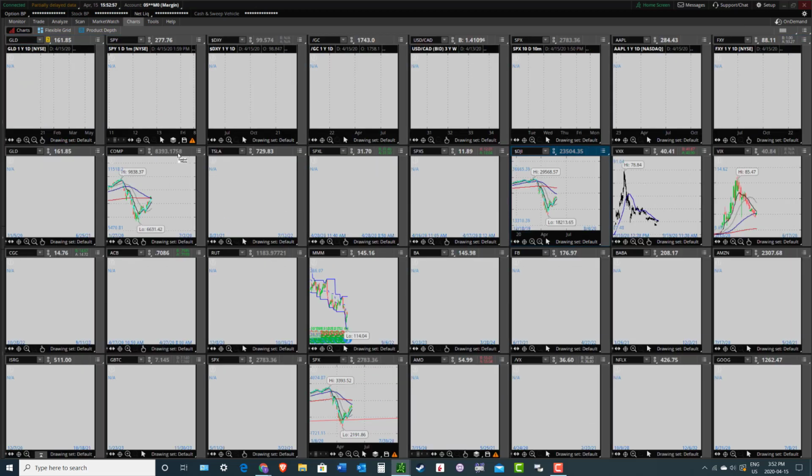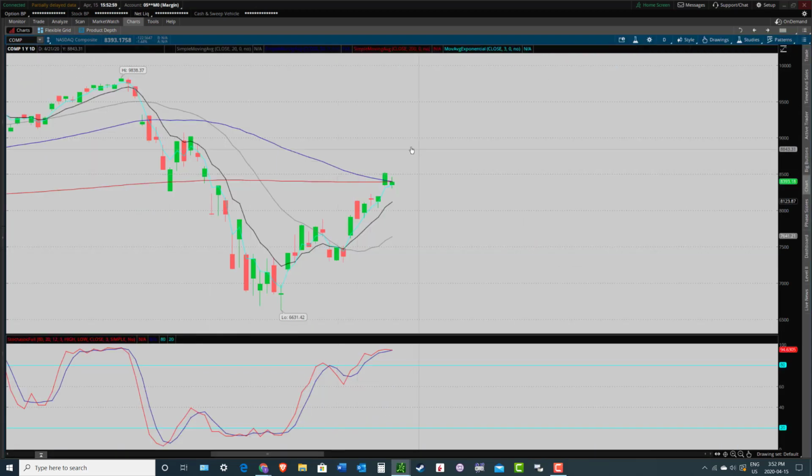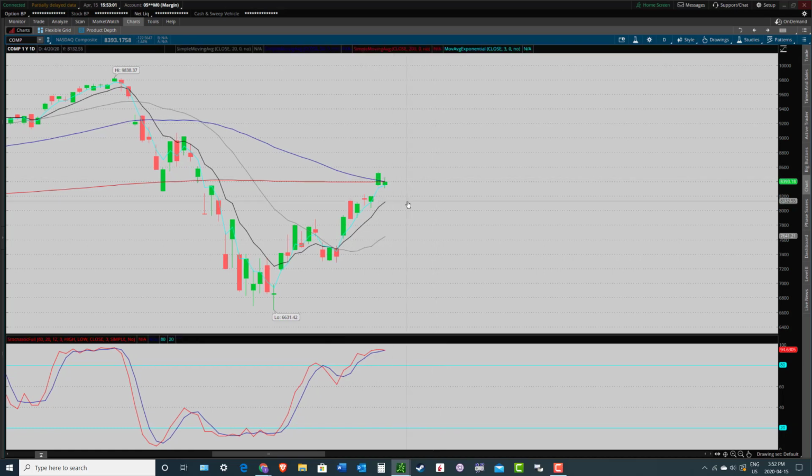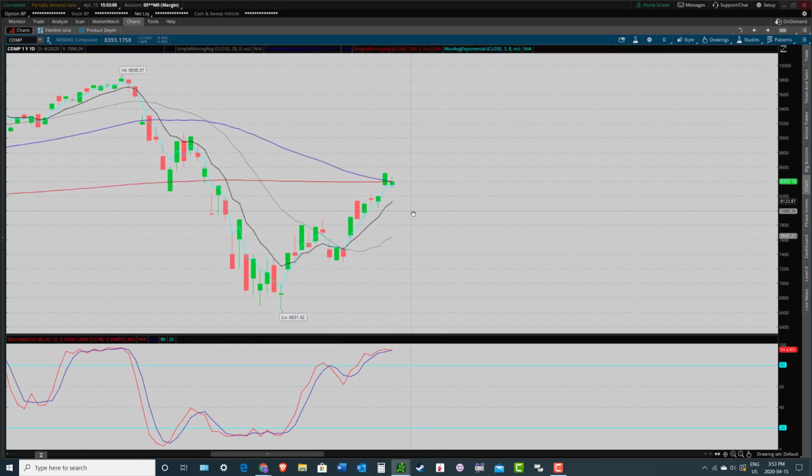And on the NASDAQ composite, a little bit different here, but I think it has the same implications overall. So we still have a three-wave rally off the lows, and we're running into some resistance right here around the 50-day and the 200-day simple moving average. So that's an interesting kind of confluence of resistance.